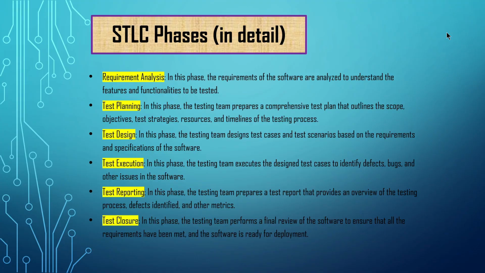The final phase is test closure. Here the testing team performs a final review of the software in order to ensure that all the requirements are met and the software is ready for deployment. So the final phase of the STLC is test closure. This is important because it defines your exit criteria for testing.